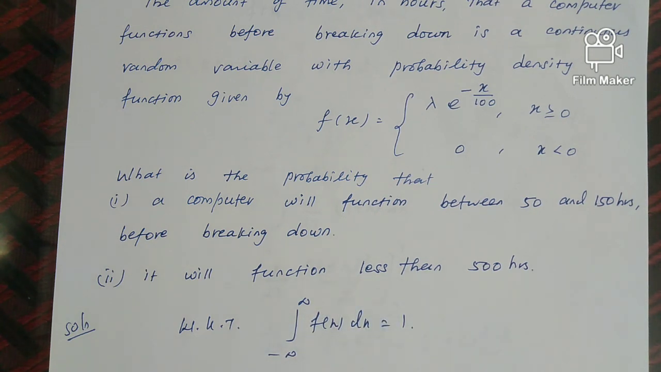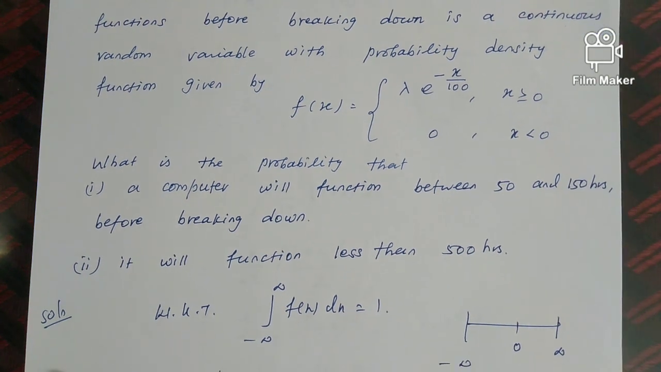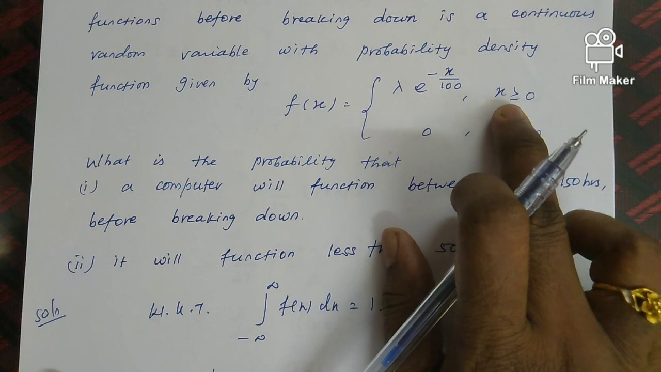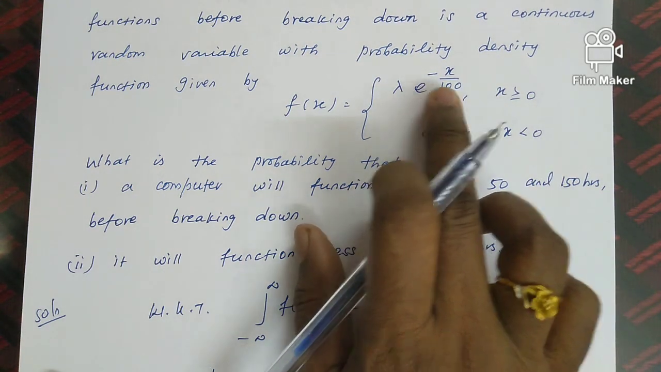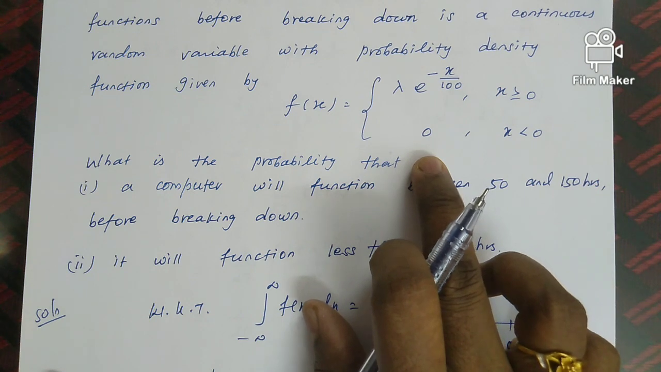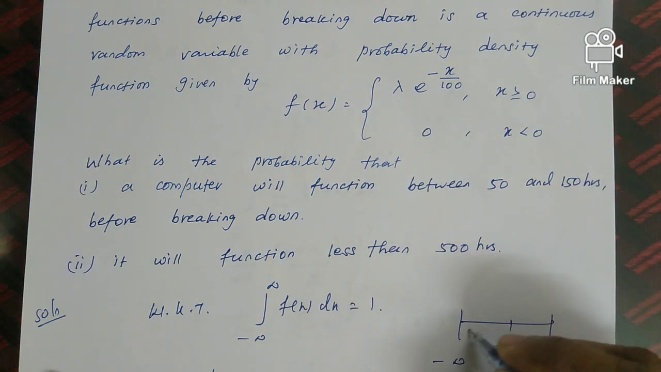This is the property of PDF. So based on this property, see here it's given in the question x greater than or equal to 0. The actual interval is minus infinity to plus infinity. In this question it's given that for x greater than or equal to 0 only, it has a value lambda e power minus x by 100. For x less than 0 the value is 0. So from minus infinity to 0 the value of the function is 0.